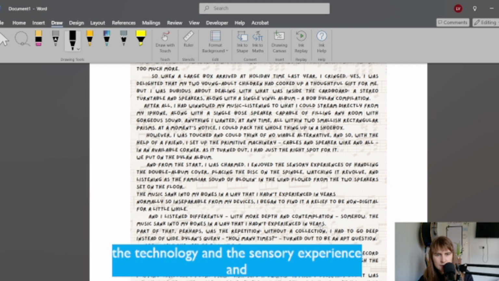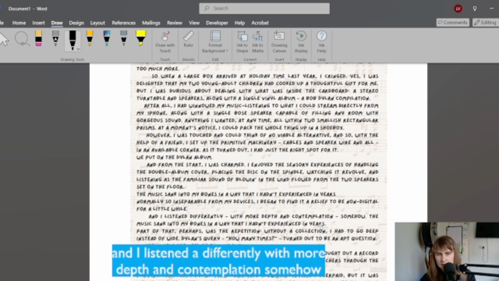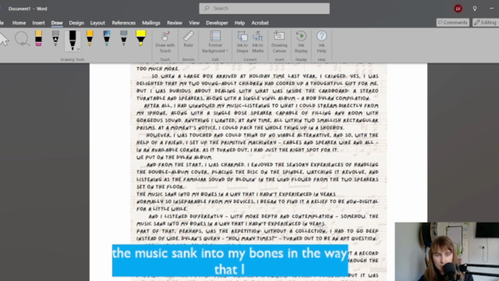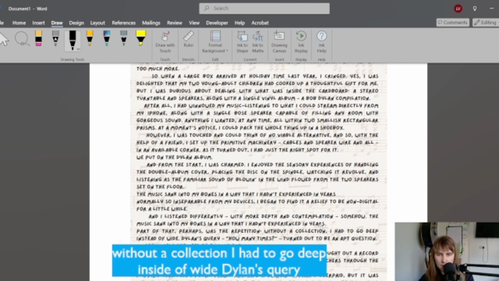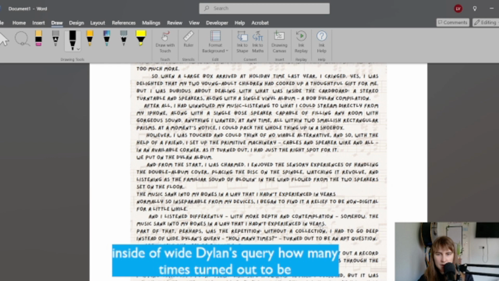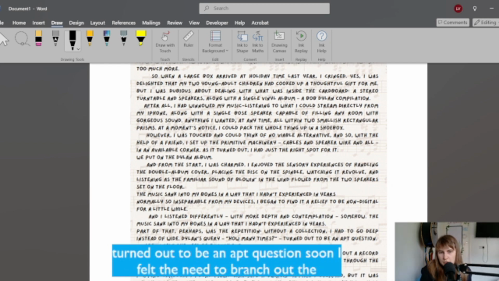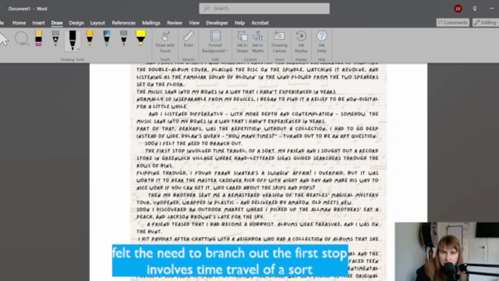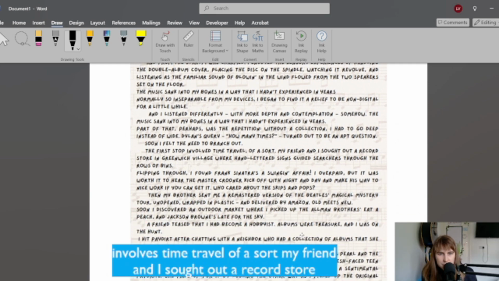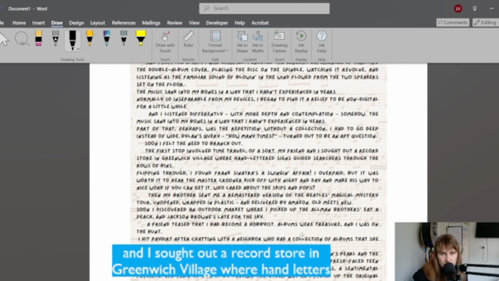And I listened differently, with more depth and contemplation, somehow. Part of that, perhaps, was the repetition. Without a collection, I had to go deep inside of "How many times?" Dylan's query turned out to be an apt question. Soon I felt the need to branch out. The first stop involved time travel of a sort. My friend and I sought out a record store in Greenwich Village, where hand-lettered signs guided searchers through the rows of bins.